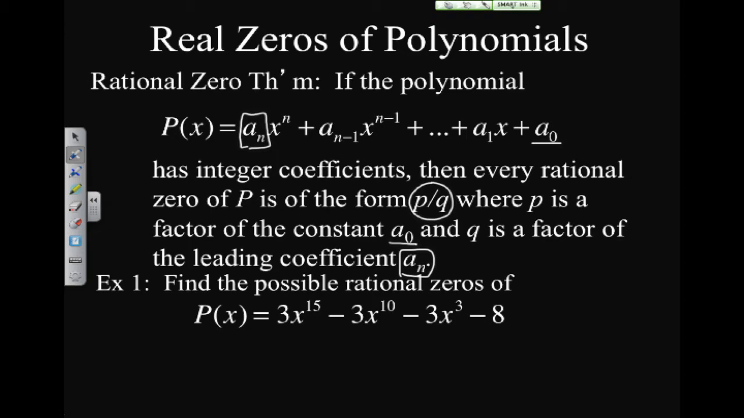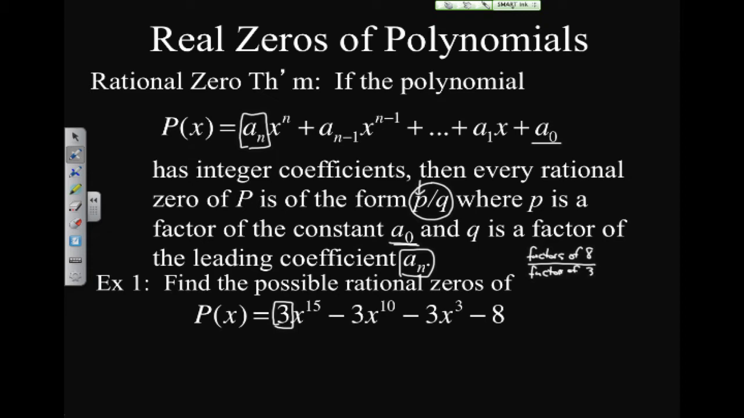So the first thing we want to do, find the possible rational zeros of this. So we look at the constant term first of all, because again, the top number in our fraction comes from the constant term. So we have 8. So we want to think, what are the factors of 8? They're the numbers that are going to be on the top. Then for the bottom number, we have 3, because 3 is the leading coefficient, and so on the bottom we're going to have factors of 3.